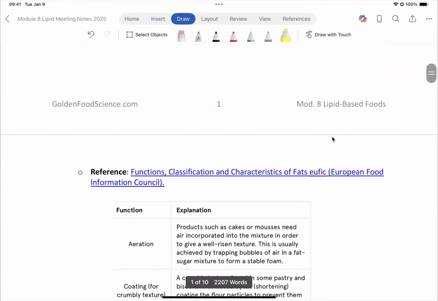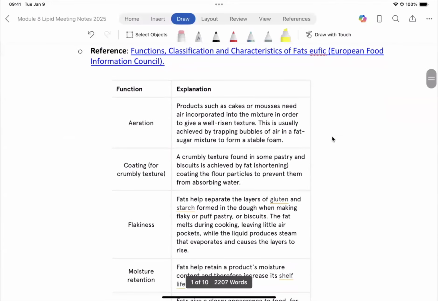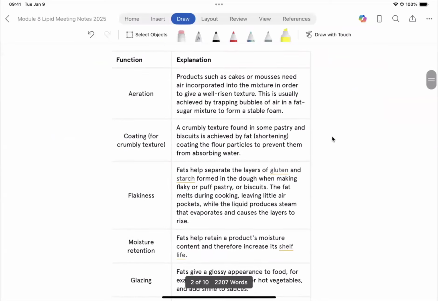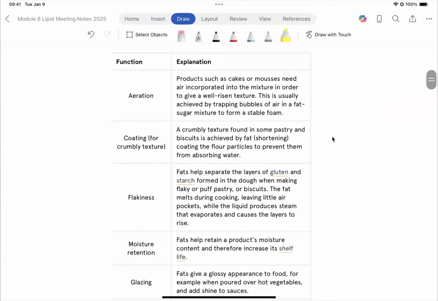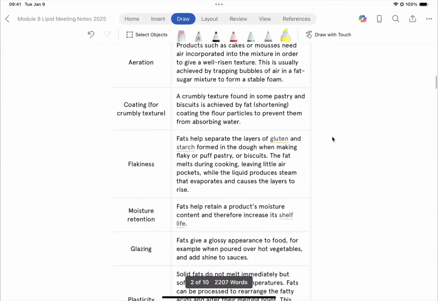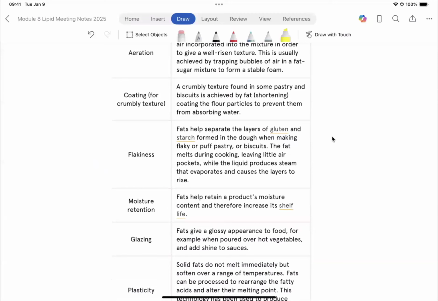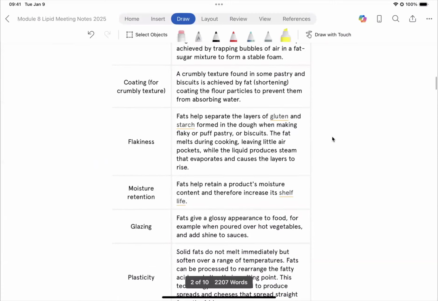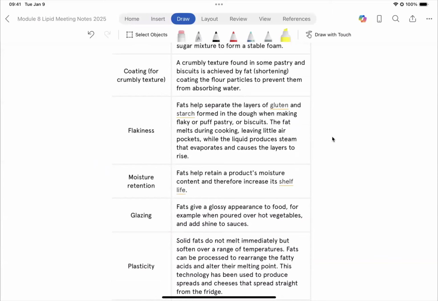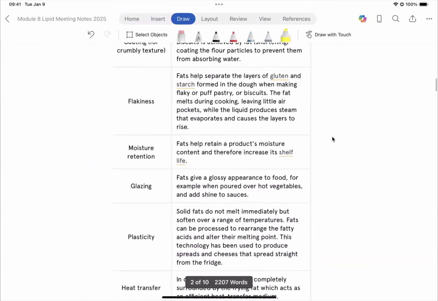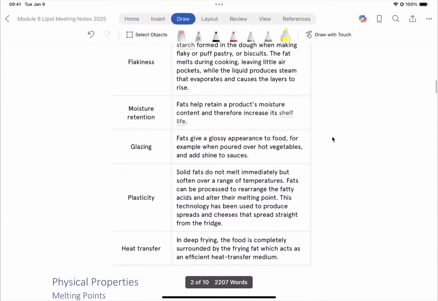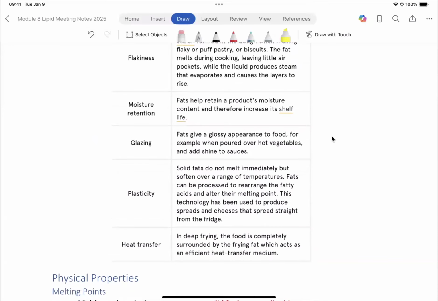This is a table that I found, and I think most of you, did any of you have any questions about these? Here are the functional properties, which are why we add fat. We have aeration, coating for crumbling and texture, flakiness, which would be a solid fat like in a pie crust, moisture retention, glazing, plasticity, which means it makes it solid, and heat transfer.